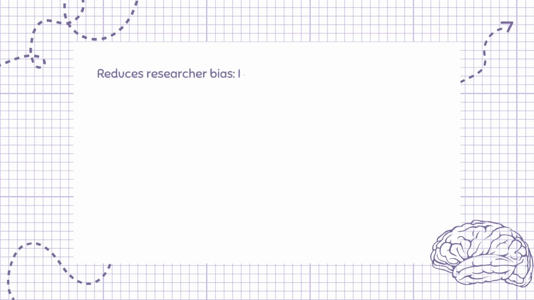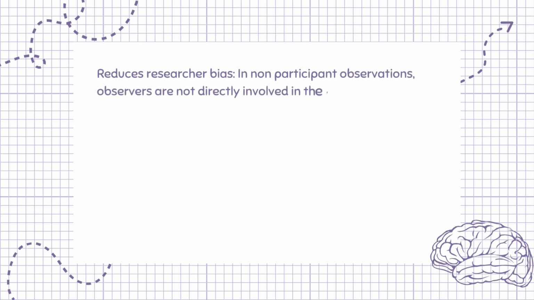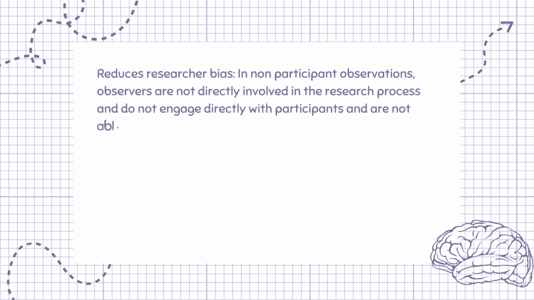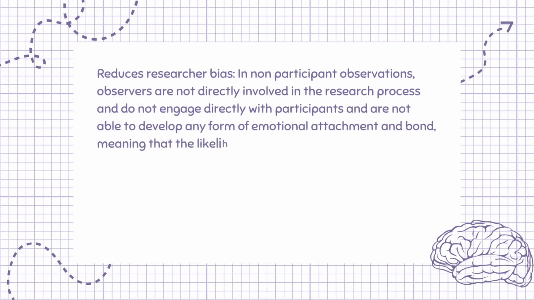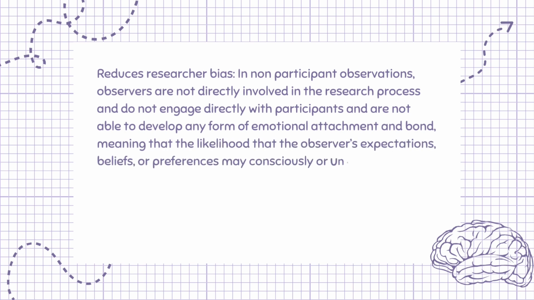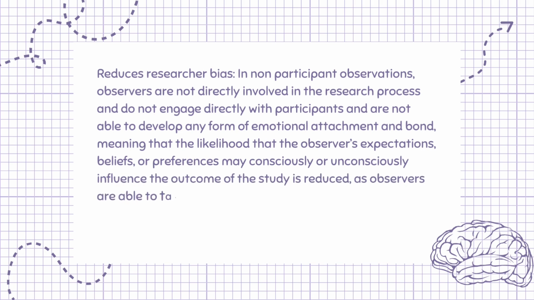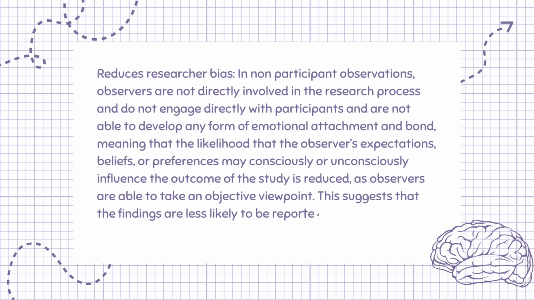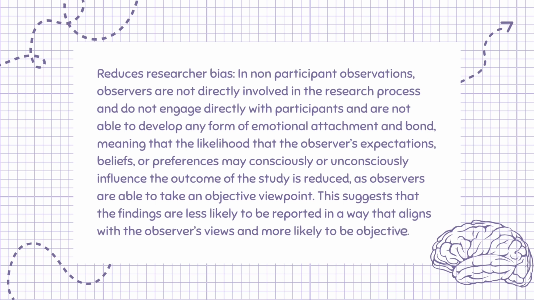Reduces researcher bias. In non-participant observations, observers are not directly involved in the research process and do not engage directly with participants and are not able to develop any form of emotional attachment and bond, meaning that the likelihood that the observer's expectations, beliefs, or preferences may consciously or unconsciously influence the outcome of the study is reduced, as observers are able to take an objective viewpoint. This suggests that the findings are less likely to be reported in a way that aligns with the observer's views and more likely to be objective.